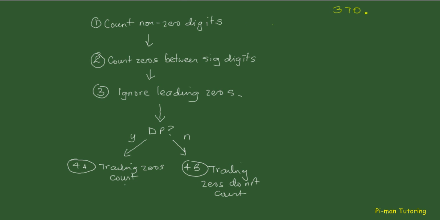Let's follow the usual rules. Non-zero digits, we have a 3 and a 7, so we have 2. Zeros between those digits, we don't have any. We have no leading zeros to worry about. Do we have a decimal point? And in this case, we do. And how many trailing zeros do we have? Well, trailing zeros means zeros after the last non-zero digit. And so we have one of those. And so in this case, we have 3 significant figures.